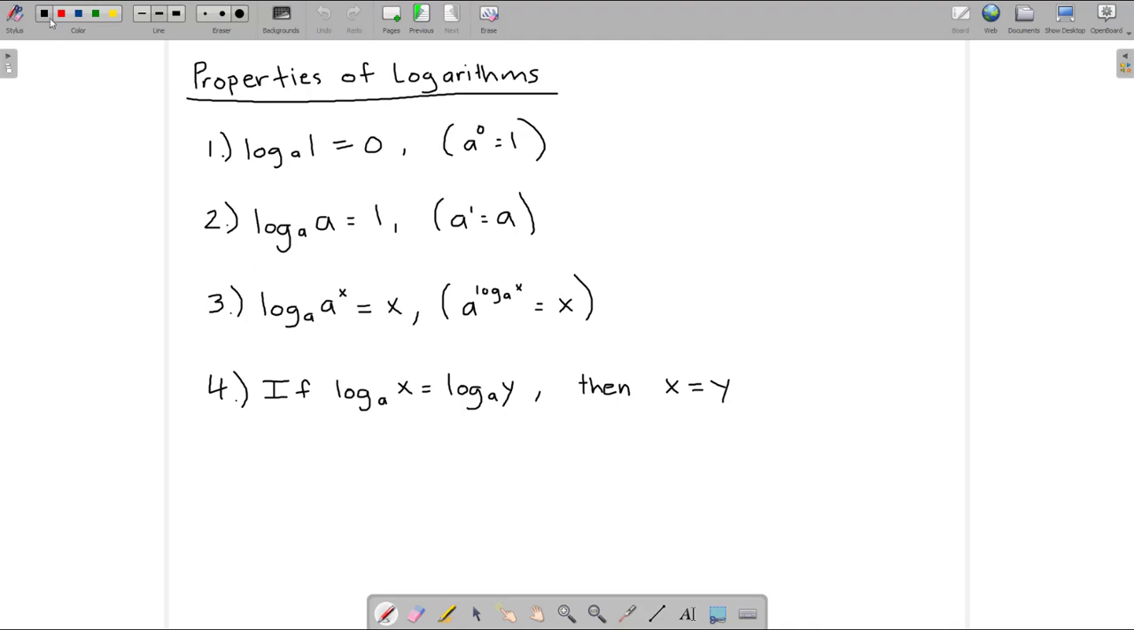And so the thing to notice about these ones is that log base a and a to the x are inverse functions. Your exponential functions and your logarithmic functions are inverses of each other, as long as you keep the same base. So we can see that this log sort of undoes our exponent here, and that's why we end up with just x. And then finally, number 4, if log base a of x equals log base a of y, then x equals y. And that property is called the one-to-one property of logarithmic functions.